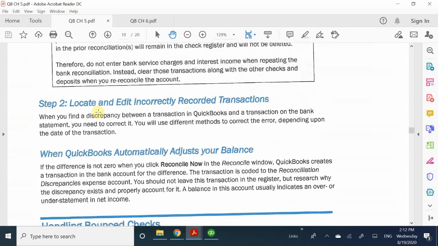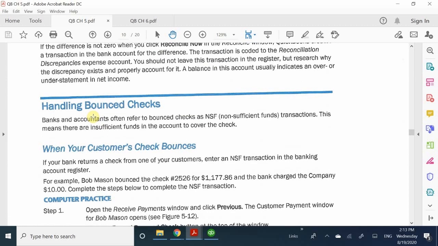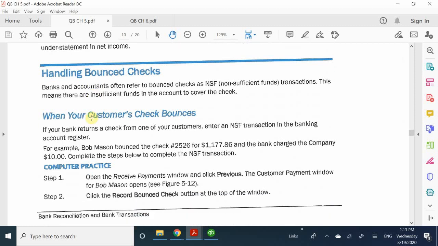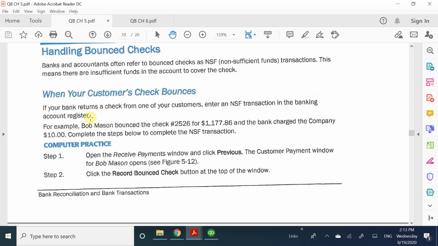All right. When QuickBooks automatically adjusts your balance. Okay, no, we don't need that. All right, handling bounced checks. Okay, so again, we're going to be looking at an example of someone paying us, and they send us a bounced check. So let's go ahead and look at this example.